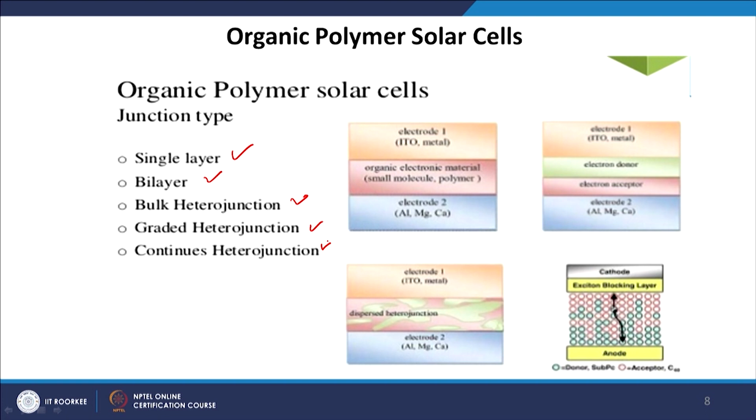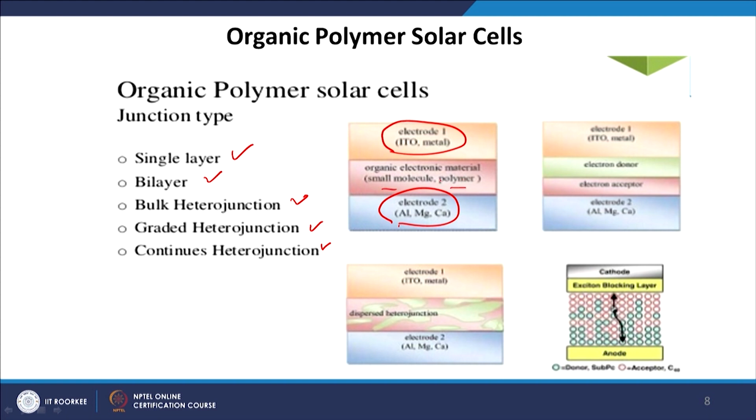Now in a single layer device, as the name suggests, there is only one particular kind of material, either donor or acceptor, usually a donor polymer. If you look at the structure of these devices, it is a sandwich type of geometry. I have two electrodes. Electrode 1 can be a transparent conducting oxide like ITO, indium doped tin oxide, or any kind of metal, and there is another electrode at the back, electrode 2, which is usually made of a metal like aluminum, magnesium or calcium. Between these two electrodes we sandwich the organic electronic material, which can be a polymer or small molecule.